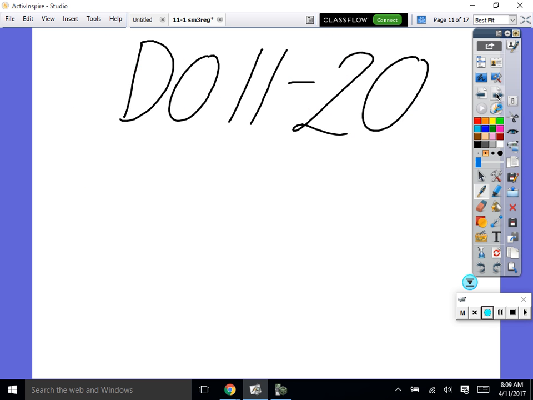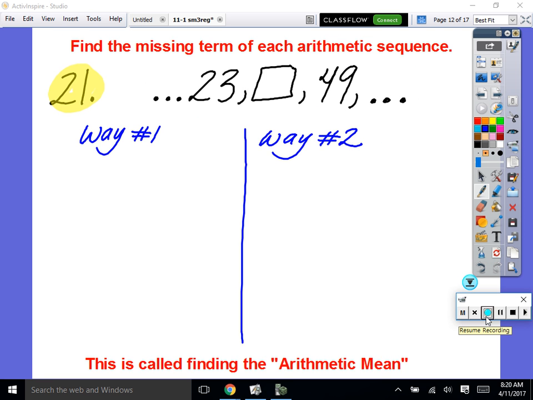You're good? Okay, awesome. So do 11 through 20, ready, set, go. So in this next one, it says find the missing term. So we're going to be in this next section here. Find the missing term of each arithmetic. It tells you it's arithmetic, so we know it's going to have a common difference between each term.